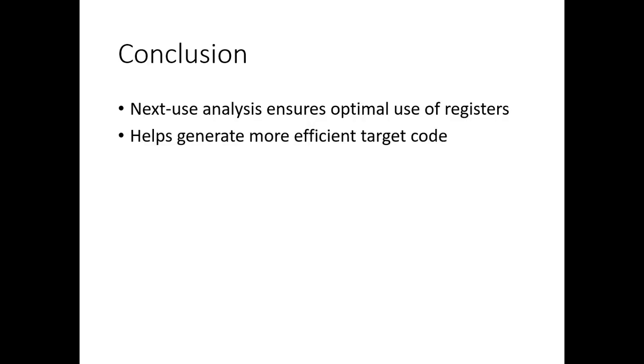Conclusion. Next use analysis ensures optimal use of registers and helps generate more efficient target code. Next use information helps the compiler decide which values to keep in fast registers and which to discard, because it frees up space. It works by analyzing code backward, and it plays a vital role in register allocation, code optimization, and overall compiler efficiency. Understanding next use is essential for writing smarter compilers and generating faster and smaller machine code.